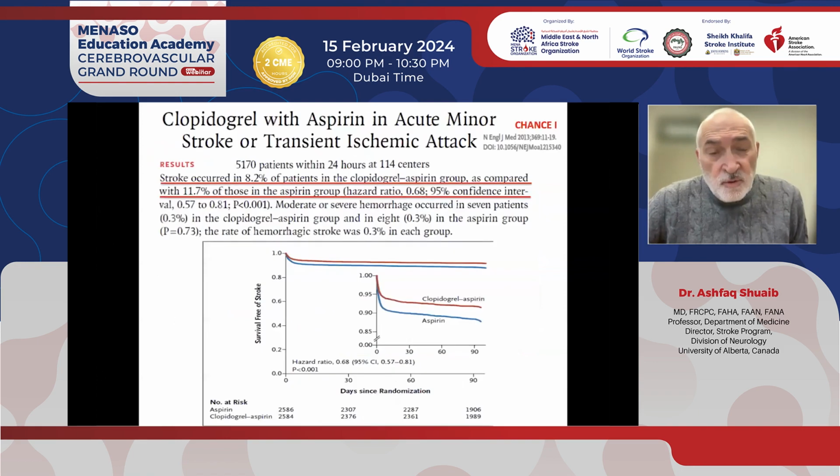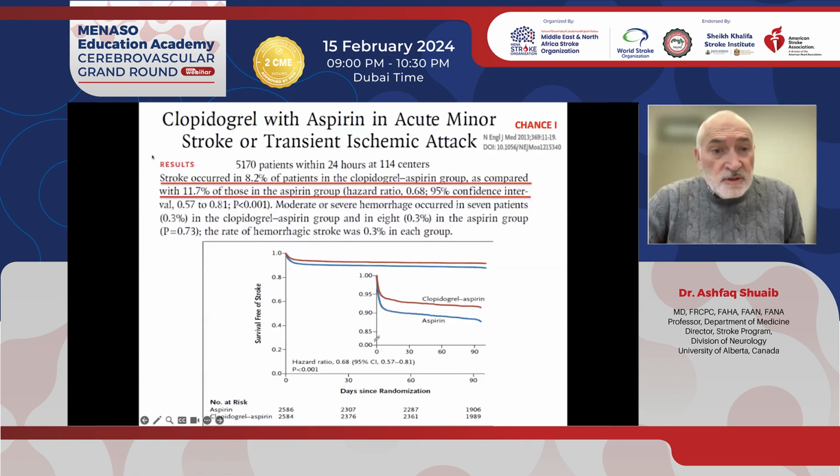The bigger trials are the following. You should all know about this. One is called POINT, and the other is called CHANCE. So here is the data from, my slide is hidden, so I'm going to minimize you for a second. In here is the data from POINT showing that if you combine the two agents, your risk of early stroke is 8%. If you're on aspirin alone, it's 11%. So combination treatment for 90 days was better, but you stopped at 90 days.